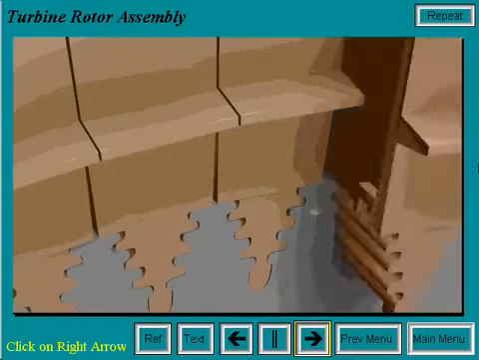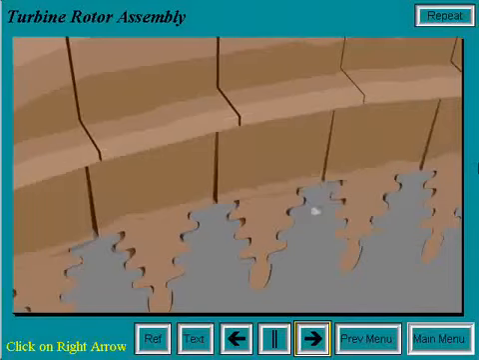The last bucket is installed into its dovetail, and the axial locking pin is driven into the wheel. This pushes the radial locking pin up to hold the last bucket in place. All the buckets are now locked onto the turbine wheel.